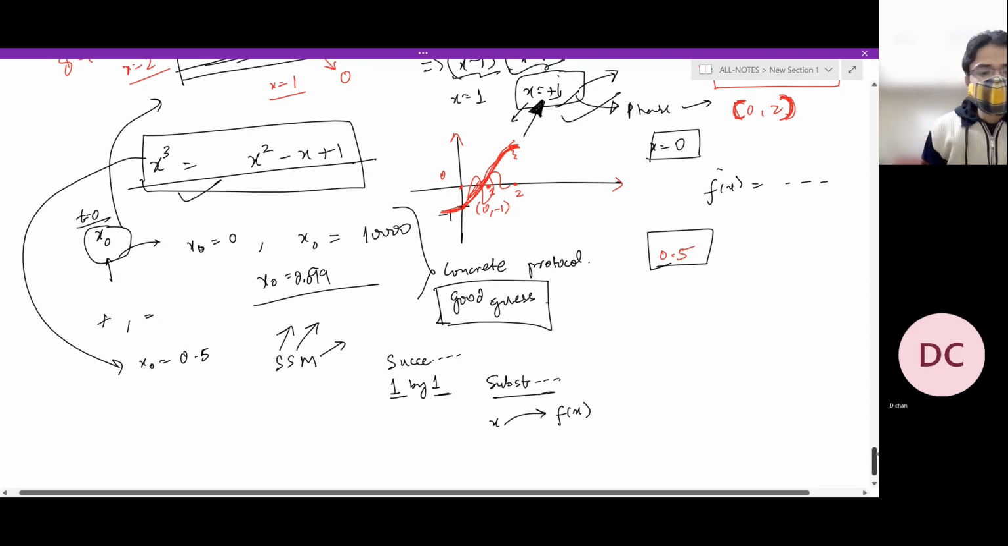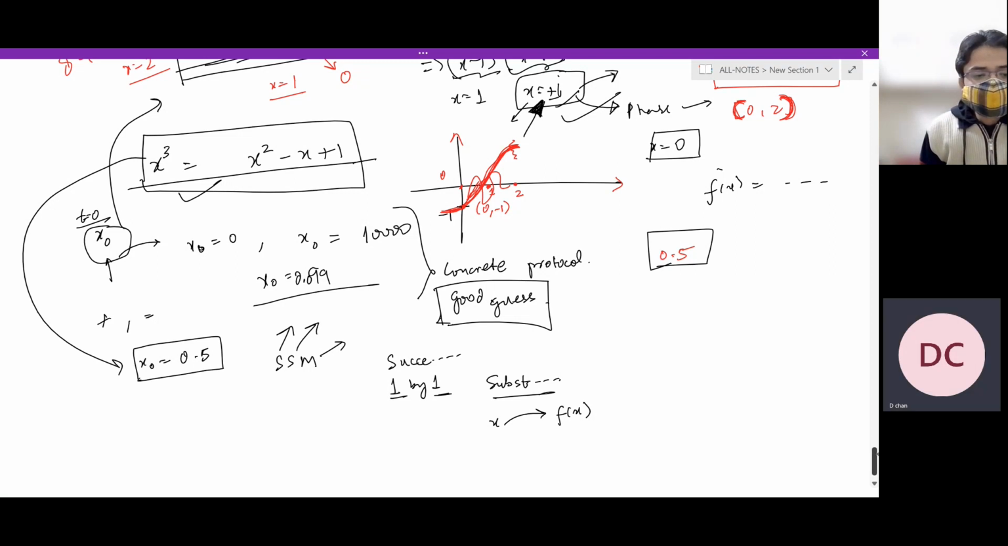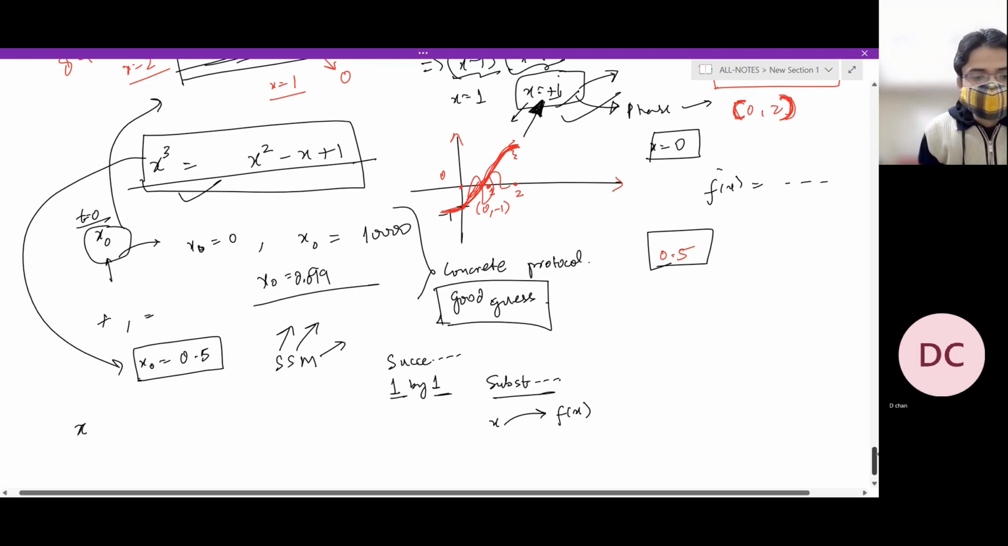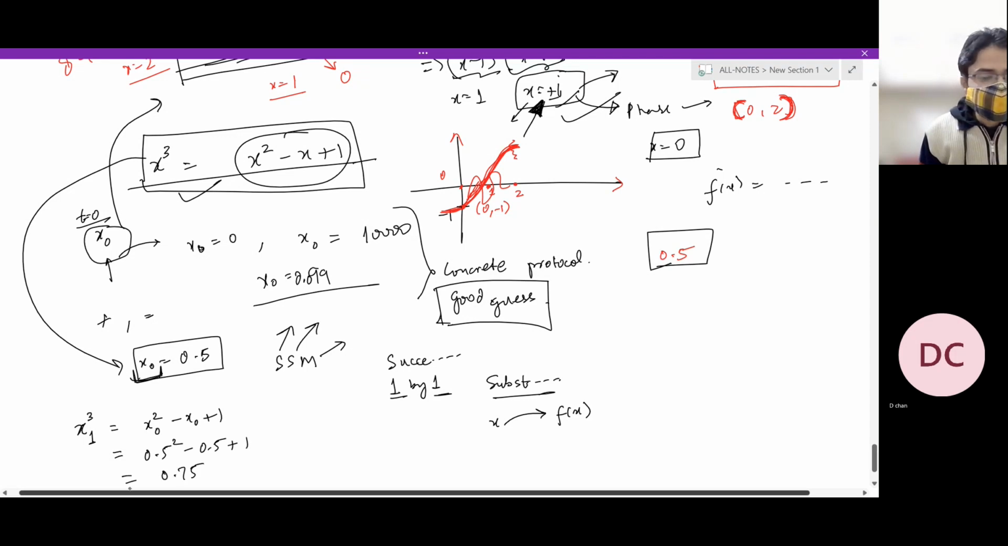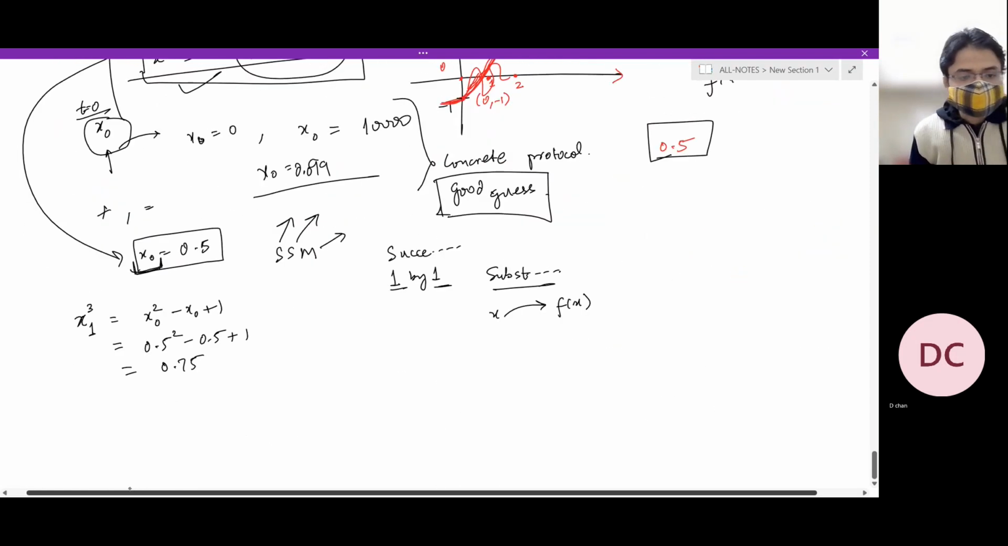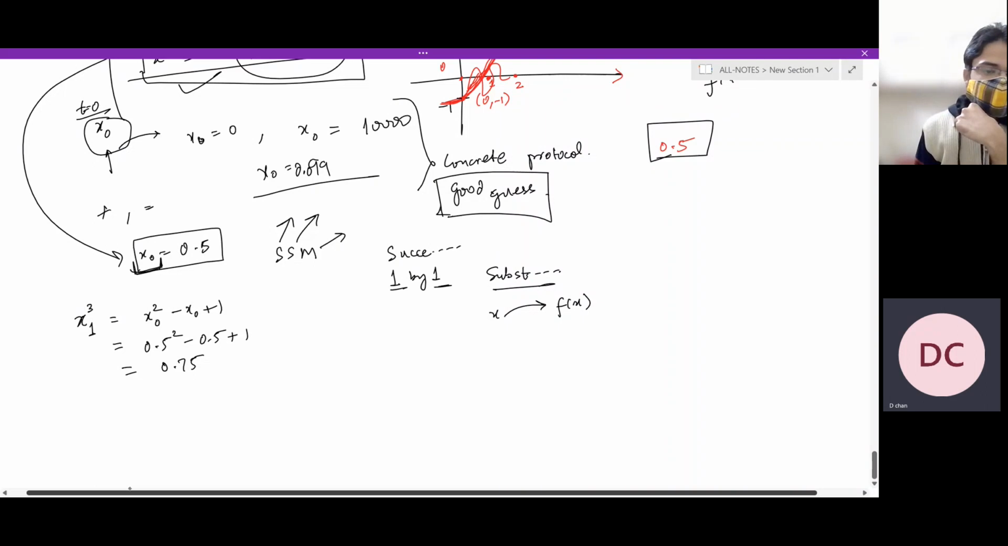So if you have x naught equals 0.5, then for calculating the next successive value, x1, this x naught must be substituted somewhere, right? And for that purpose, we have this thing, the entire right-hand side: x naught squared minus x naught plus 1, okay? Now this x1 cubed would be 0.5 squared minus 0.5 plus 1. This would be 0.75. Am I correct? Yes, I think I'm correct, right?